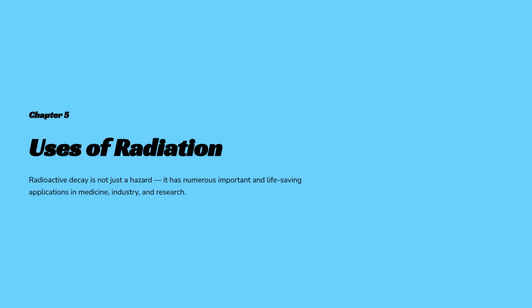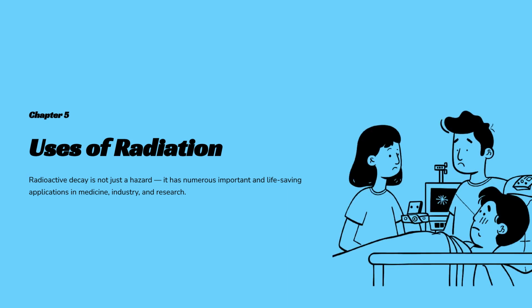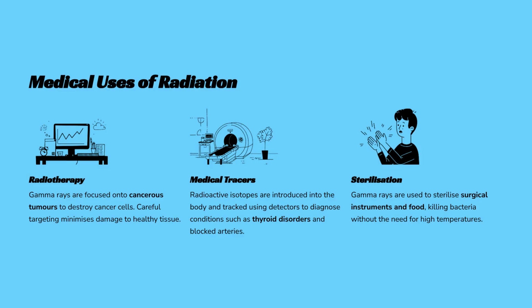Now that we understand how decay works, let's explore how we use radiation in the real world. It has many critical applications in medicine, industry, and research that extend well beyond the laboratory. Medically, radiation is life-saving. Gamma rays are used in radiotherapy to target and destroy cancer cells. Tracers allow doctors to diagnose internal conditions, and gamma radiation is used to sterilize surgical tools.